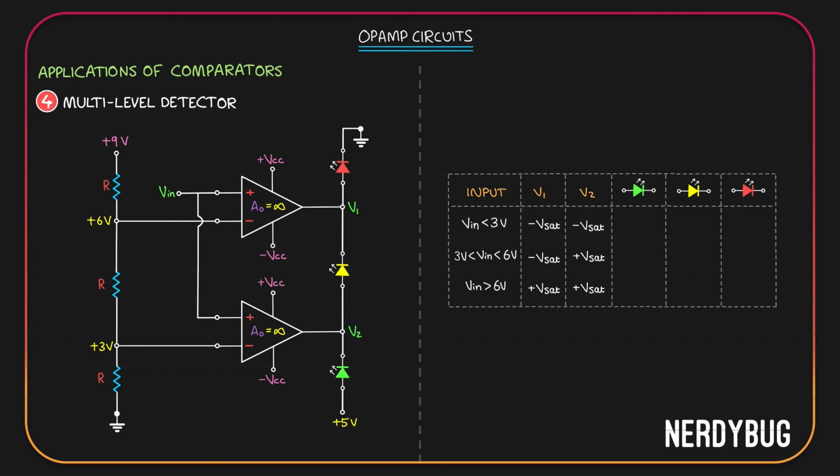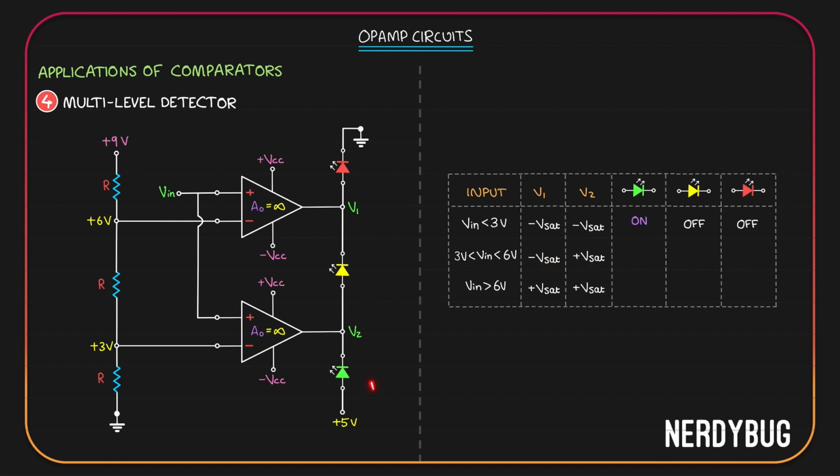Let us now see what happens to the LEDs in all these three cases. In the first case, V1 is negative Vsat, V2 is negative Vsat. The green LED will have plus 5 on the P side, negative Vsat on the N side. It will be on. Yellow one will have negative Vsat on both sides. It will be off. Red one will have negative Vsat on the P side, 0 on the N side. It will be off.